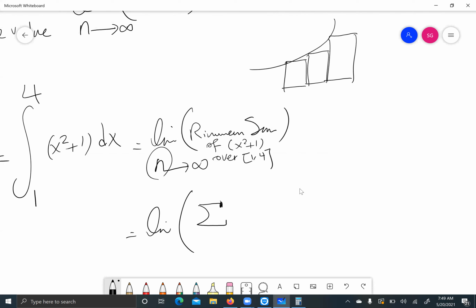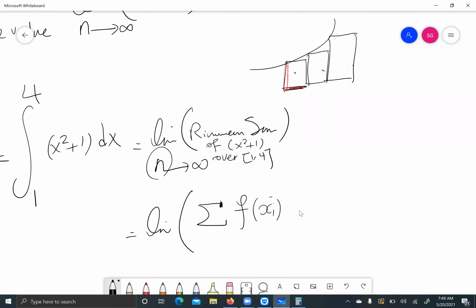So what is Riemann sum? We add the area of each rectangle. So what is the area of rectangle? Height times width. So for height, it doesn't matter. You can use left, right, arbitrary because n is large. So I'm going to put f of x_i.